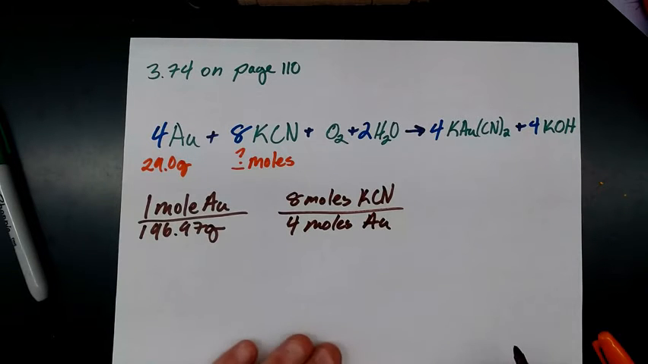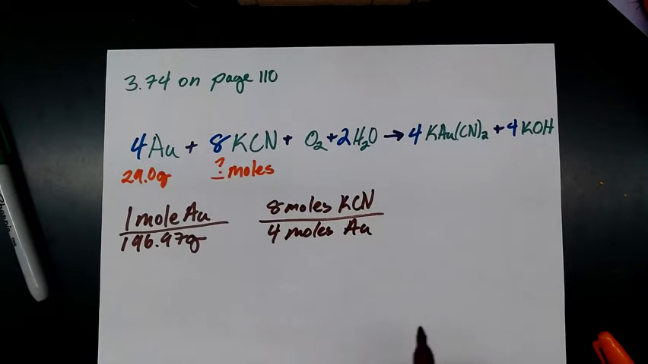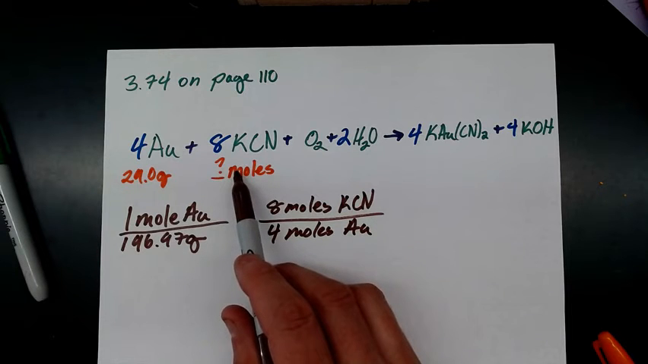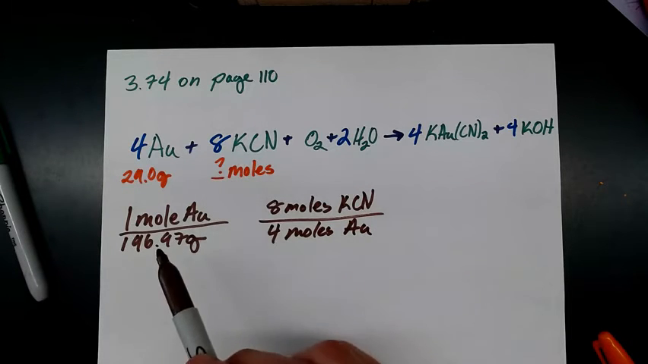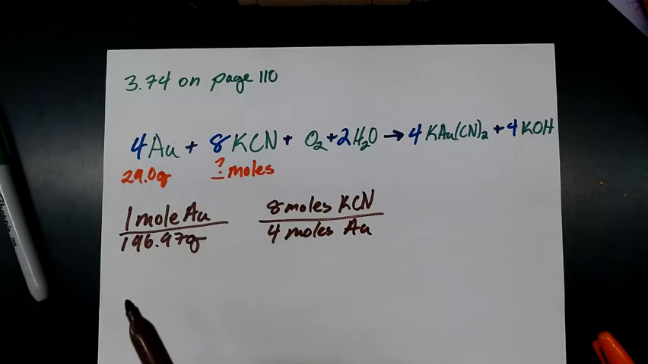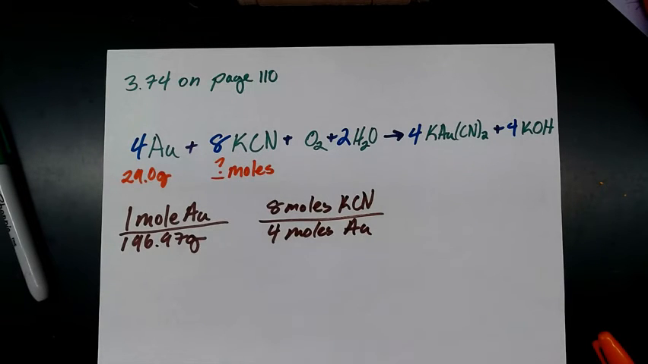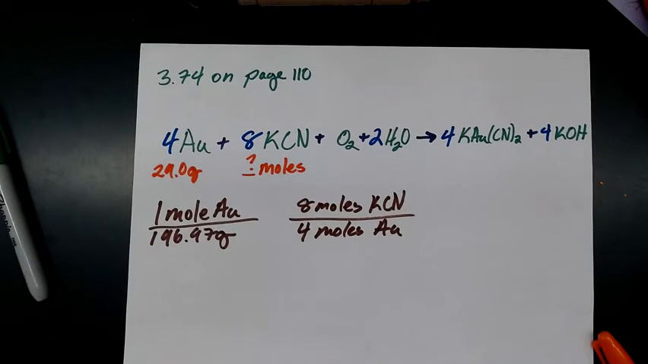And then finally, we also should take the molar mass of this. Oh, but I see question mark moles. So if this said question mark grams, I would need the molar mass of KCN. But since it is not asking for it, we don't have to do that last step where we typically take the moles and turn them into grams.